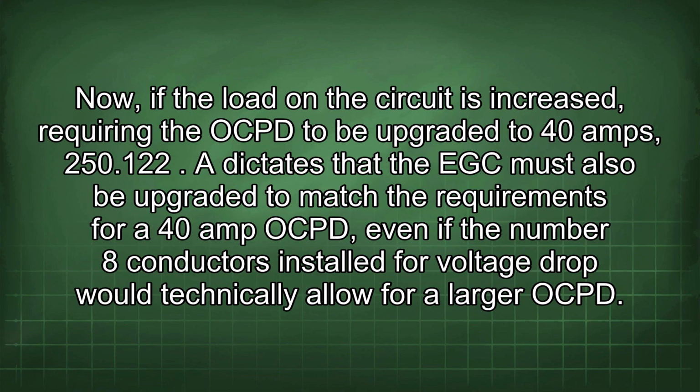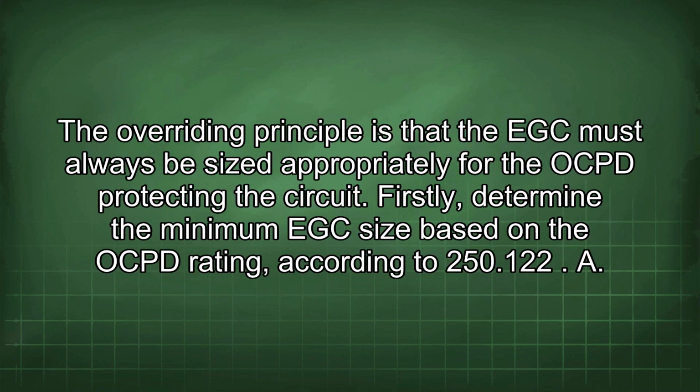Now, if the load on the circuit is increased, requiring the OCT to be upgraded to 40 amps, 250.122 dictates that the EGC must also be upgraded to match the requirements for a 40 amp OCT, even if the number 8 conductors installed for voltage drop would technically allow for a larger OCT. The overriding principle is that the EGC must always be sized appropriately for the OCT protecting the circuit.